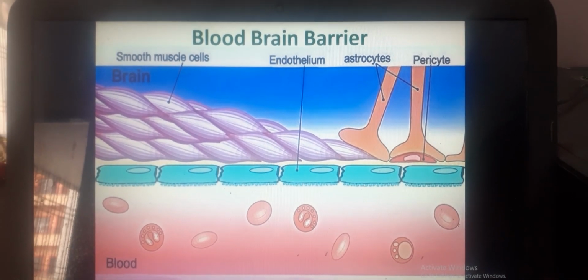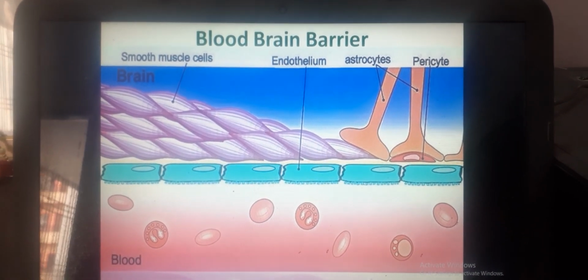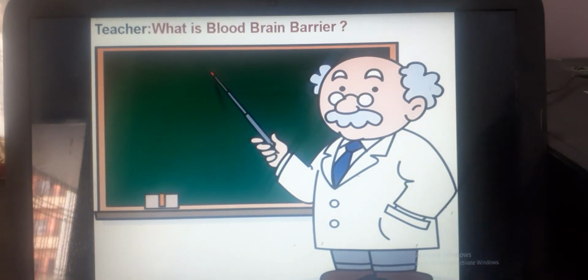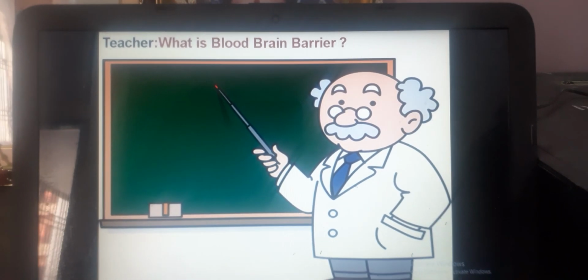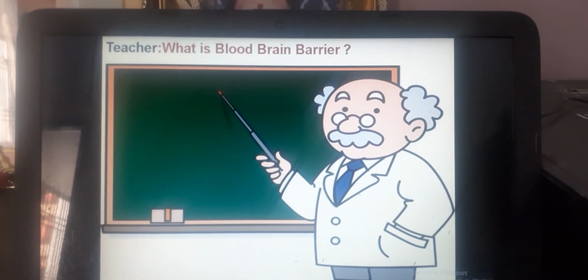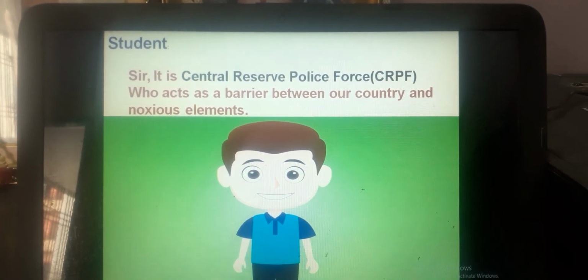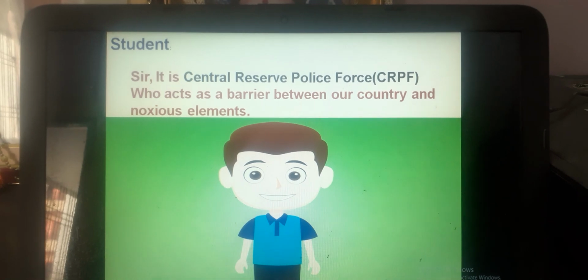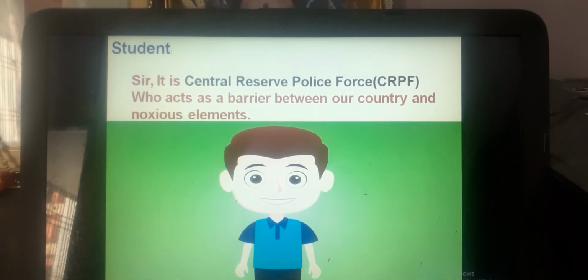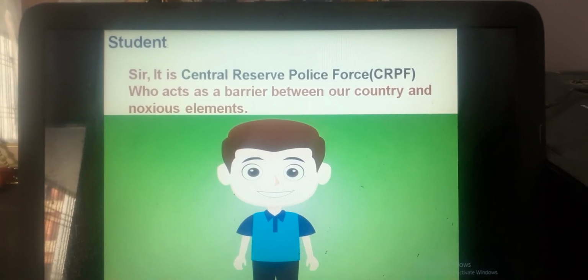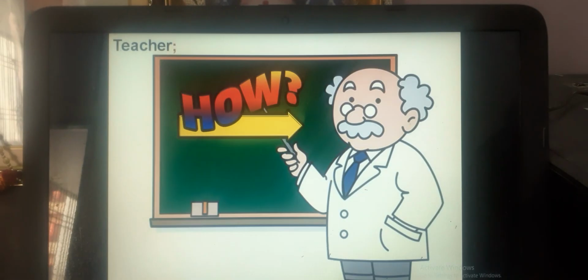Hi viewers, today we will discuss the blood-brain barrier, but in a different way. Teacher: What is the blood-brain barrier? Student: It is the Central Reserve Police Force, CRPF, which acts as a barrier between our country and noxious elements.